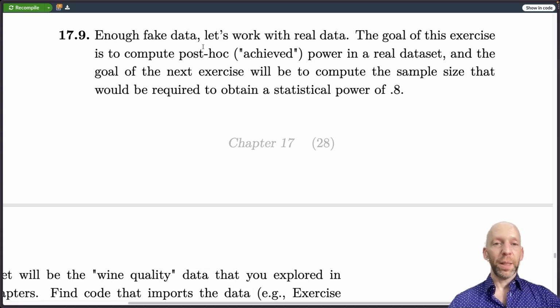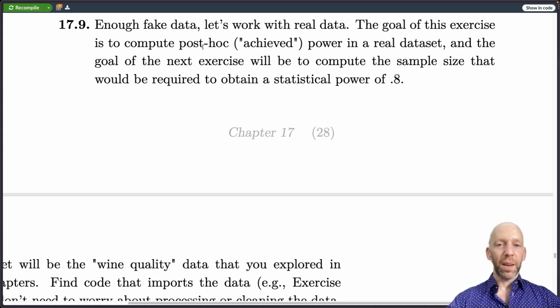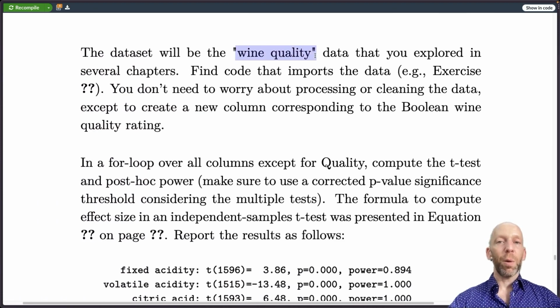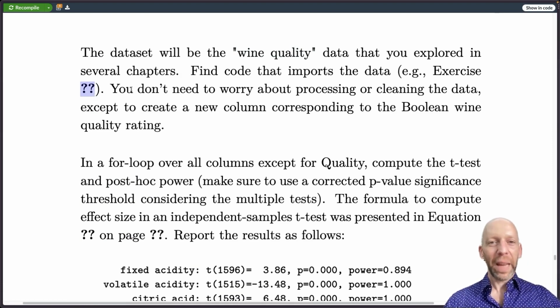Okay, so let's begin with exercise 9. So what you want to do is start by importing the wine quality data set. Now, we've worked with this before, as I mentioned. This is a reference to an exercise in the chapter on t-tests. You can look it up. Basically, just copy a bunch of code that you already have, or copy my code from online to import the data. Don't worry about processing or cleaning the data.